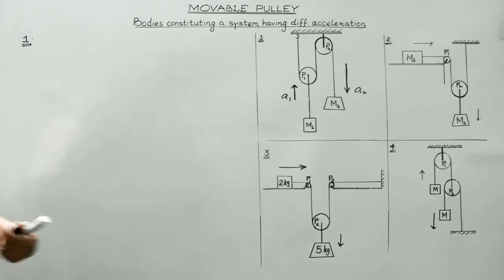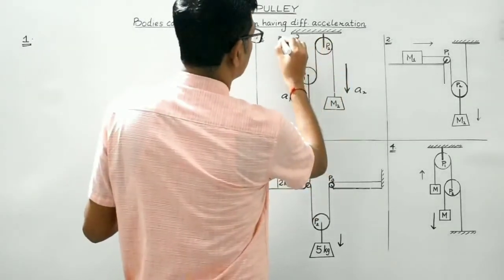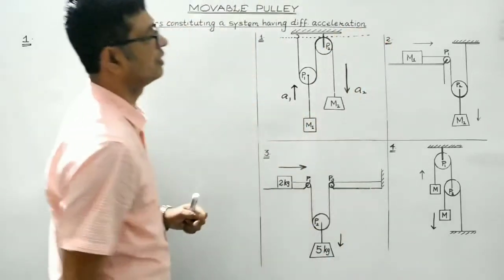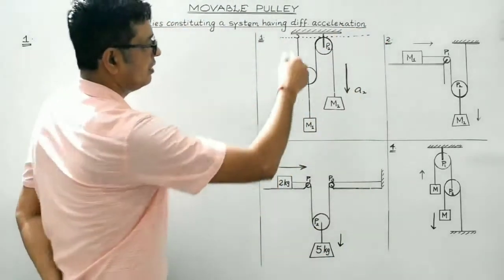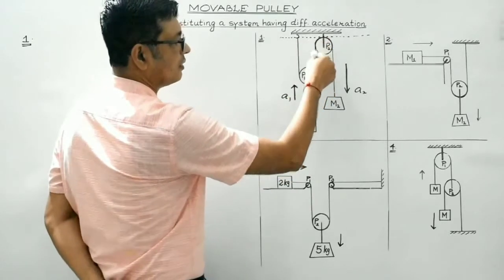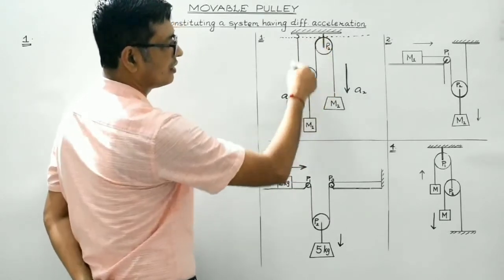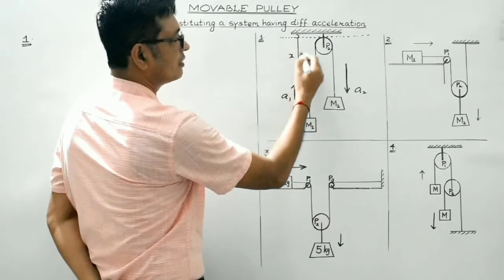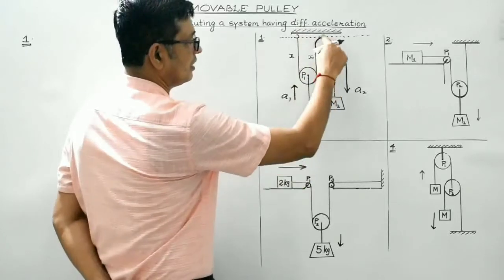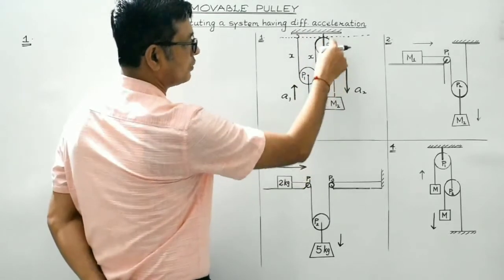For that, students, what to do is, let's draw a reference line. This is a reference line, isn't it? And the length of this arm is approximately equal to the length of this arm. The string is taut, isn't it? So if this is X, this will also be X. This is a single string. And suppose the length of this portion is Y.